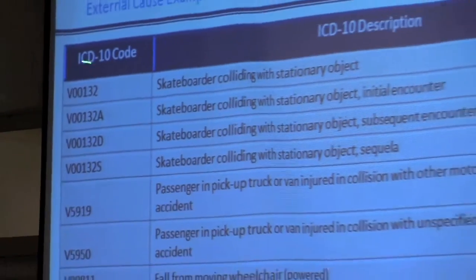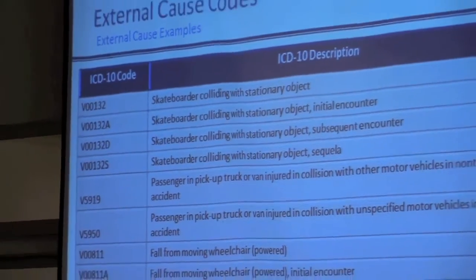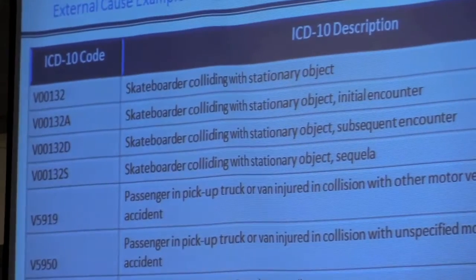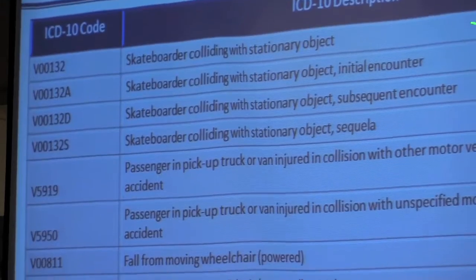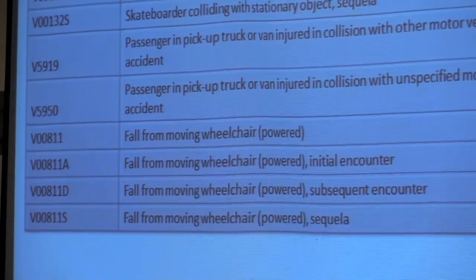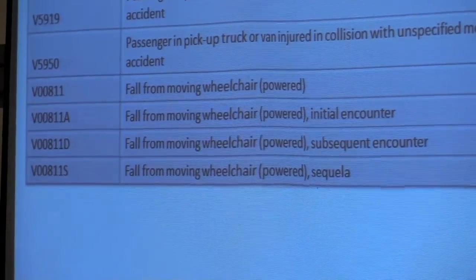So here are the external cause codes. And these include all those codes like skateboarder colliding with a stationary object, passenger pickup, falling from a moving wheelchair. There are lots and lots of these codes, and if you ever want to get entertained, this is where those fun codes are. Right?